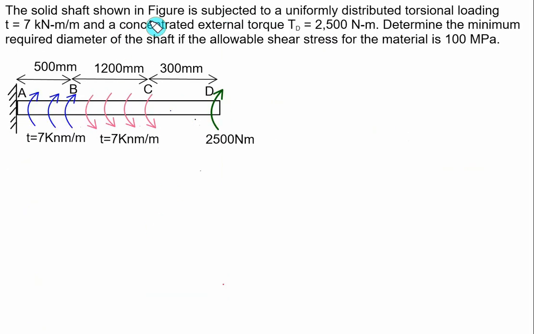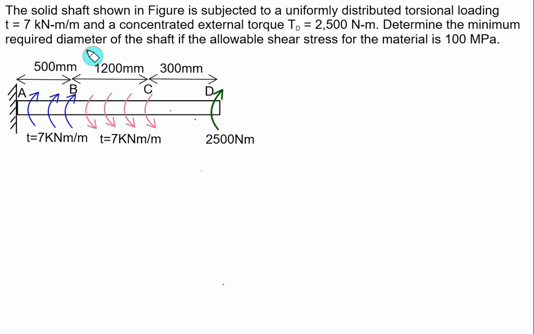The solid shaft shown in the figure is subjected to a uniformly distributed torsional loading T equal to 7 kilonewton meter and a concentrated external torque of TD equal to 2500 Newton meter. This value is counterclockwise, which is considered at point D. Between B and C we have a clockwise torque of 7 kilonewton meter, and between A and B we have 7 kilonewton meter, again counterclockwise.